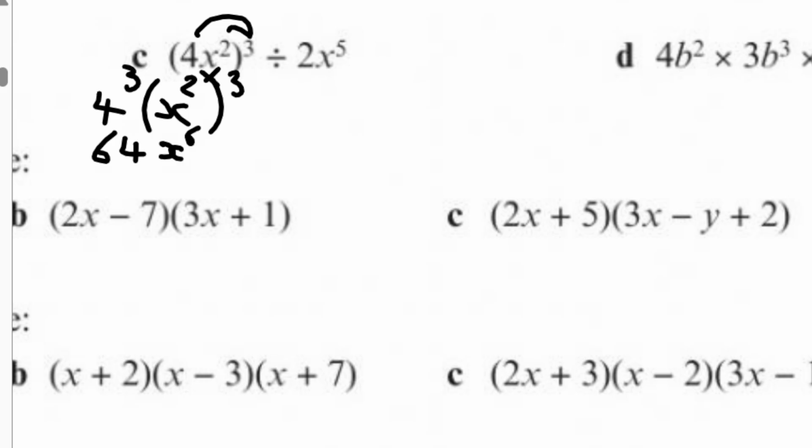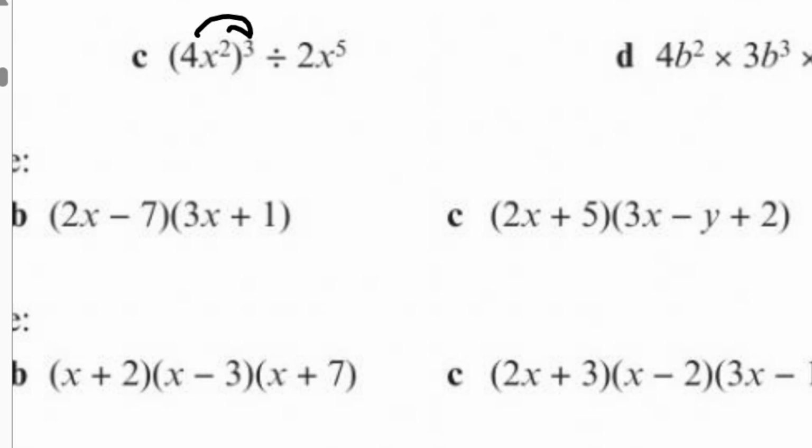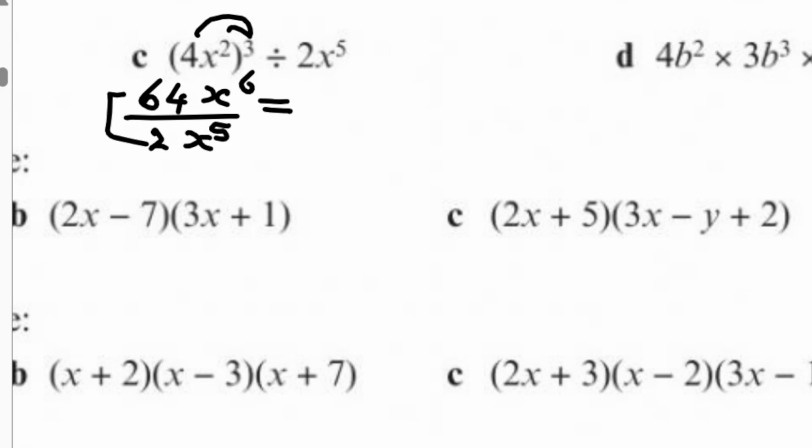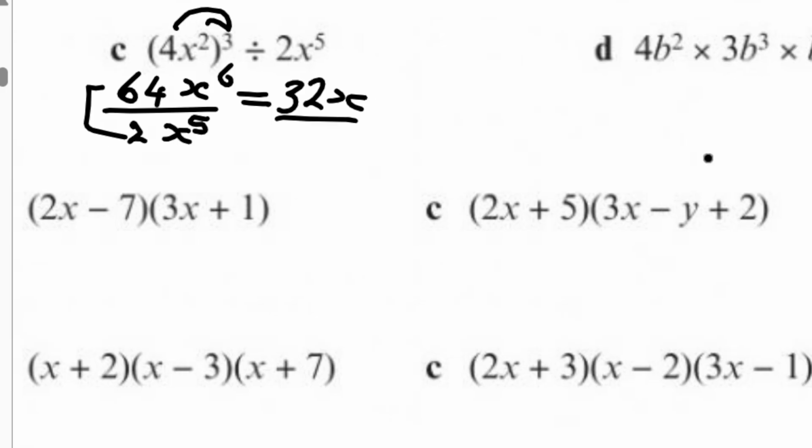Let me just erase this. We don't need it anymore. Let's write it up. So it's 64 x to the power of 6 divided by 2x to the power of 5. That equals 64 divided by 2 is 32. And then x to the power of 6 divided by x to the power of 5 is just 1x. And that's your answer.